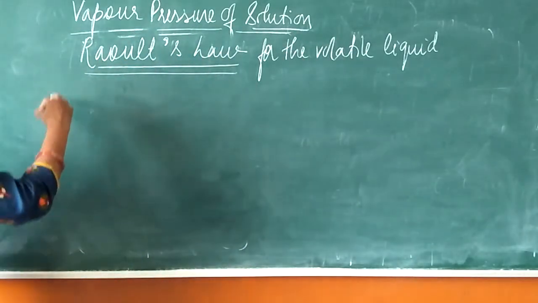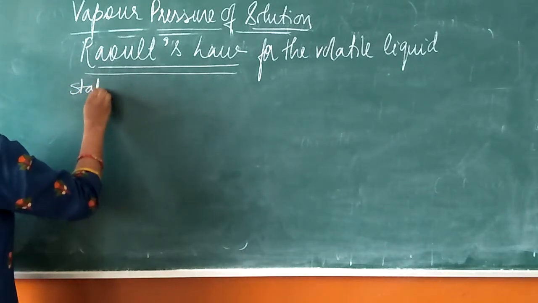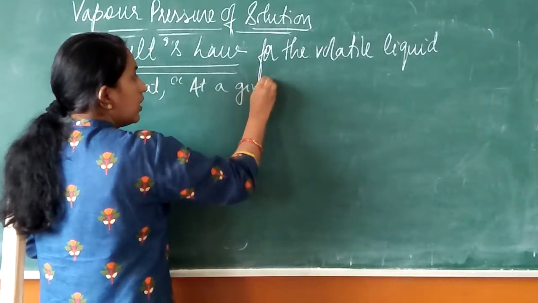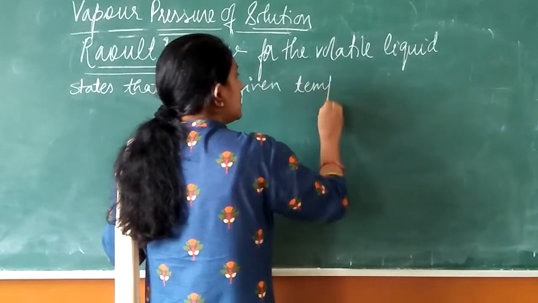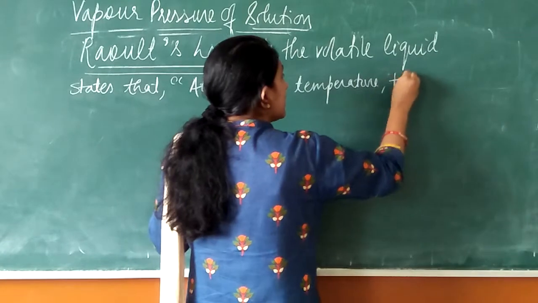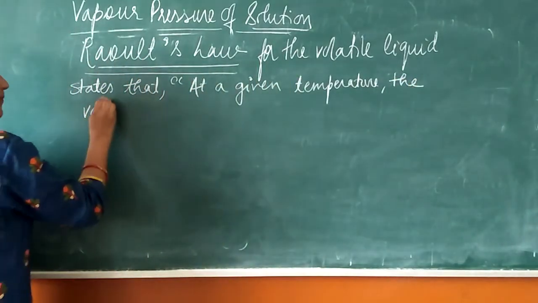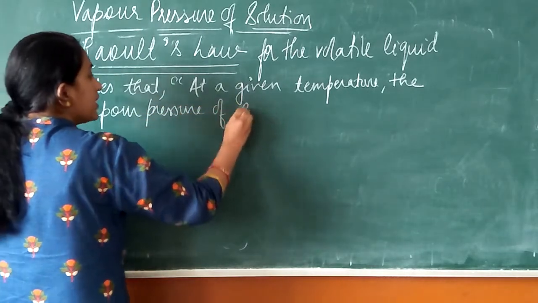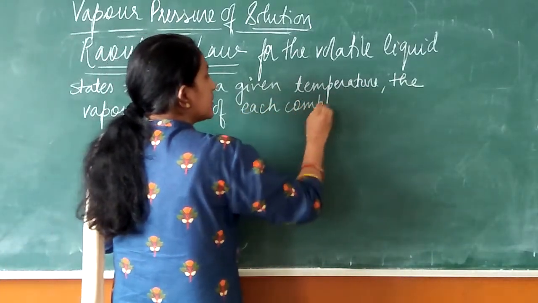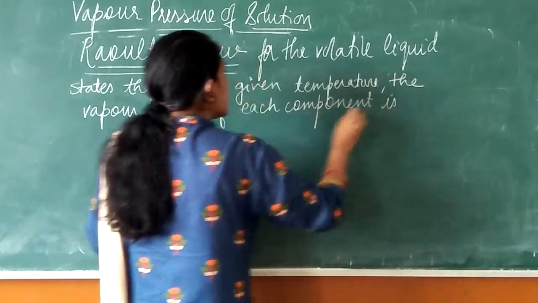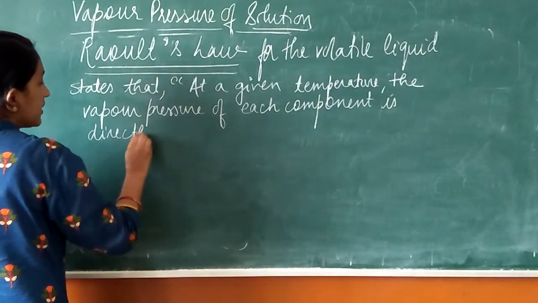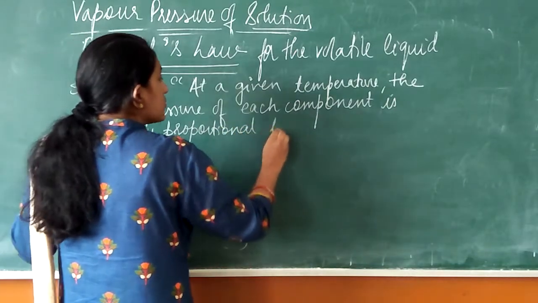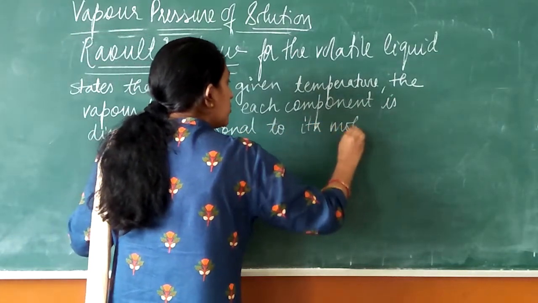So, Raoult's law for volatile liquids states that at a particular, or a definite, or a given temperature, the vapor pressure of each component is directly proportional to its mole fraction.